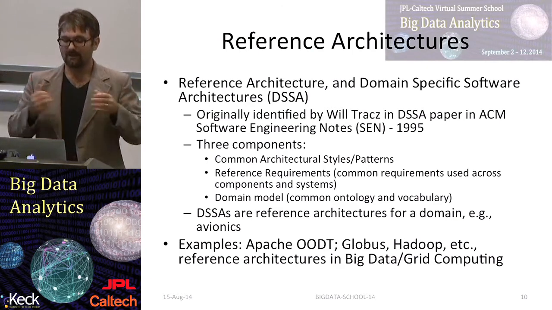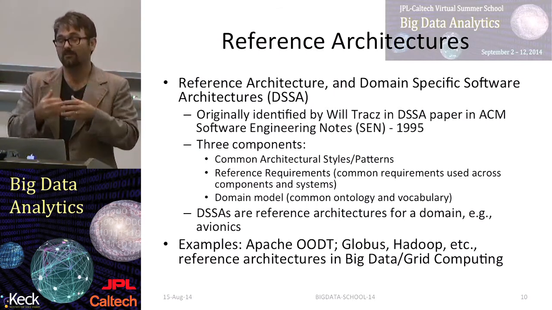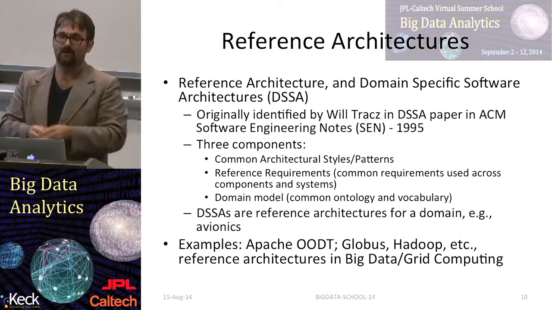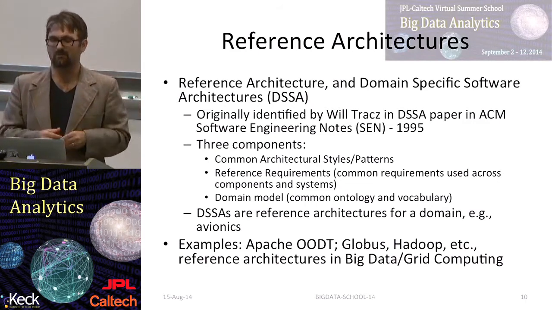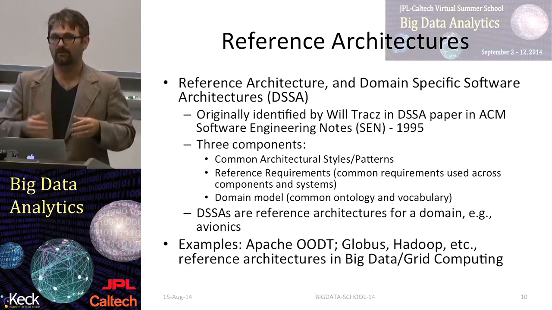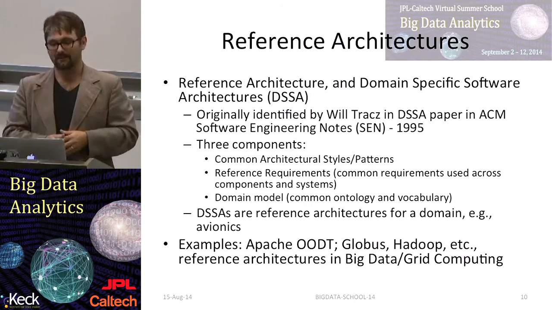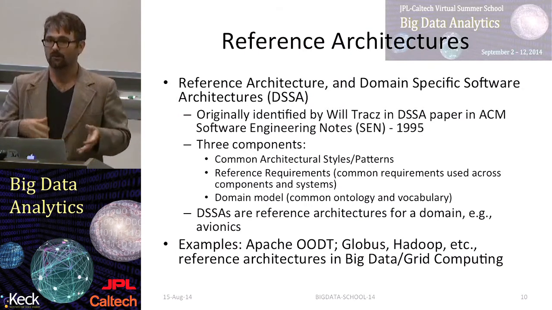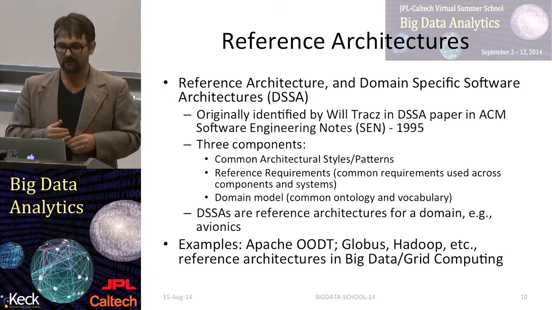Domain-specific software architectures are typically reference architectures for a particular domain, like avionics and so forth. So we use these interchangeably. Examples within big data, you might think about things like Hadoop as being a reference architecture for a particular domain, a common instantiation of components and connectors. You might think about systems like Globus, which was very popular many years ago, but still has some popularity and remains that way today, especially with things like Globus Online and so on.